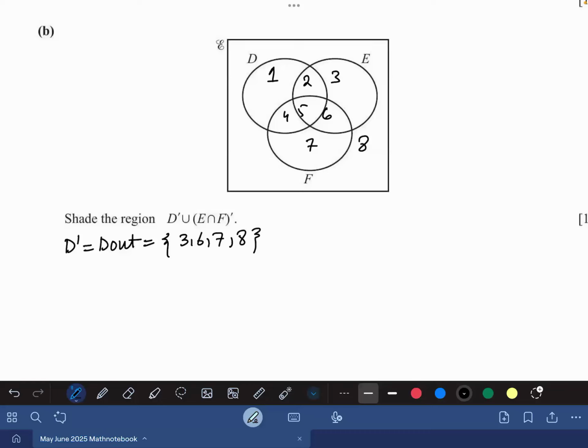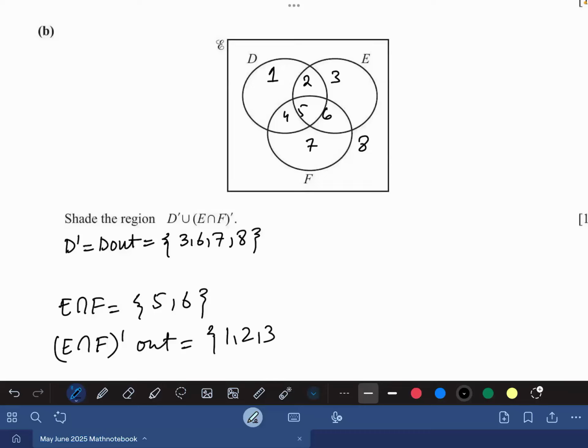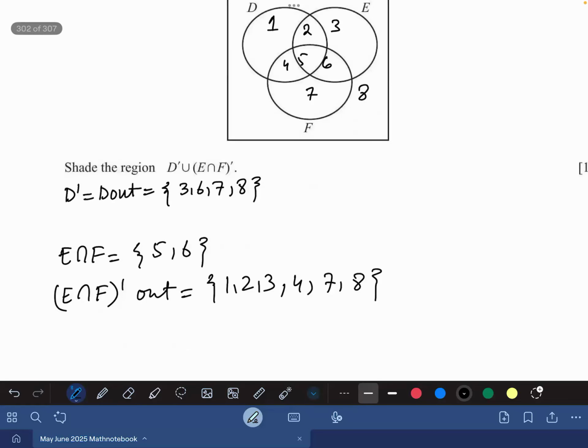3 6 7 8 is left. E intersection F is 5 6, agree or not? 5 and 6 is common between E and F. Now the examiner is saying E intersection F out, so 5 and 6 will be gone. You would be left with 1 2 3 4 7 and 8. So you have to write D complement intersection bracket E intersection F whole complement. D complement was 3 6 7 8.